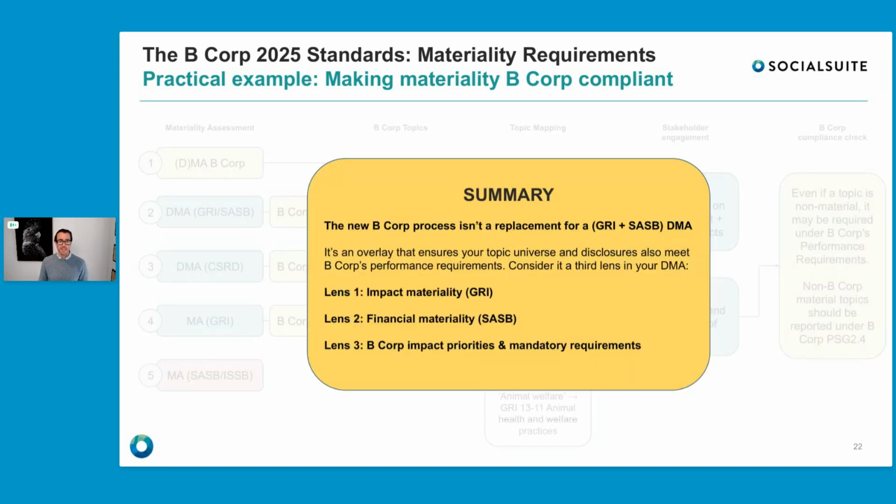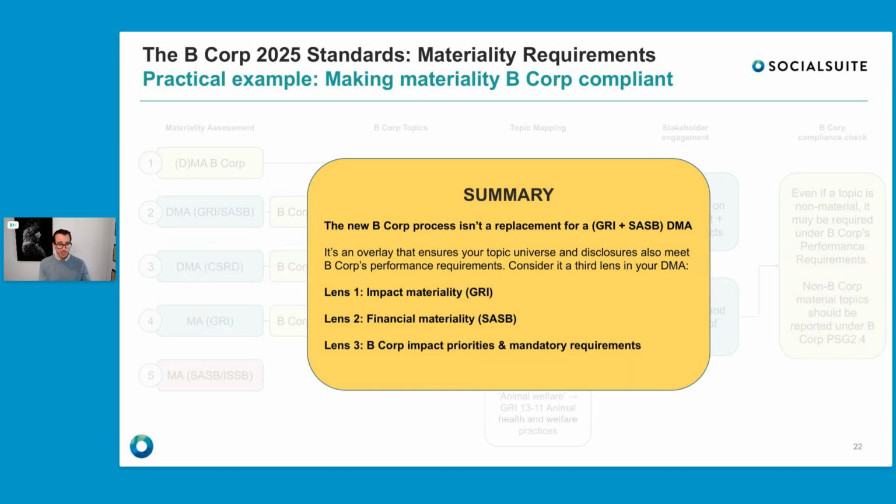So in summary, if we think about looking at that B Corp materiality requirement, it's not replacing anything. It's not replacing the existing DMA, whether that be ESRS or GRI and CSRD. What it's doing is providing an extra overlay to ensure that your topic universe and disclosures meet B Corp's performance requirements. So it's a third lens in a way to your DMA.